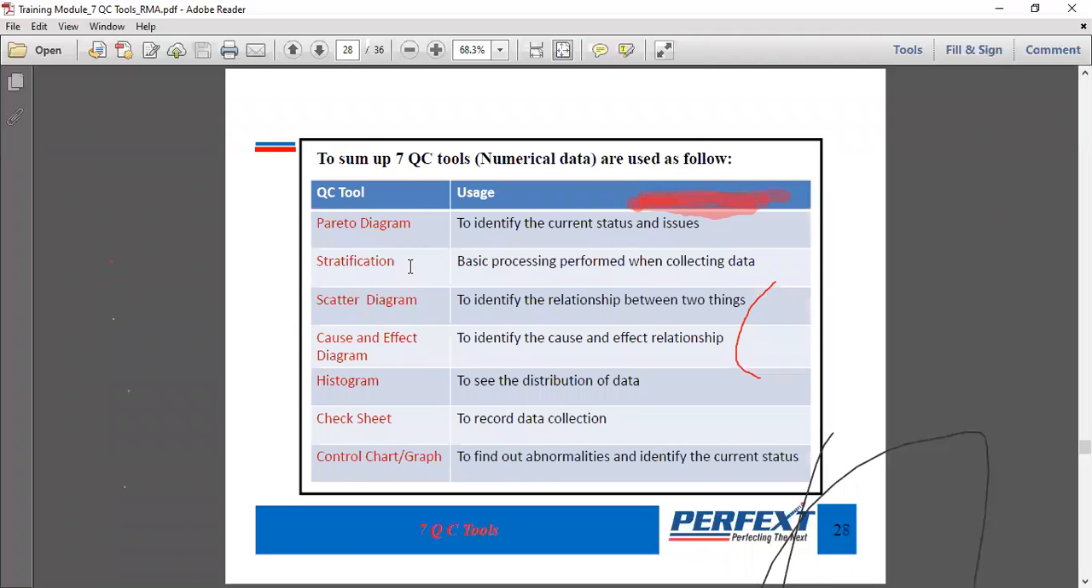So to summarize the things, 7QC tools are used as follows. Pareto chart can be used to identify the current situation and issue. Stratification can be used for basic process performance and when collecting the data. Scatter diagram to identify the relations between two things. Cause and effect diagram to identify the cause and effect relationship. Histogram to see the distribution of data. Checklist to record the data collection. Control chart or graph can be used to find out the emphasis and identify the current status.